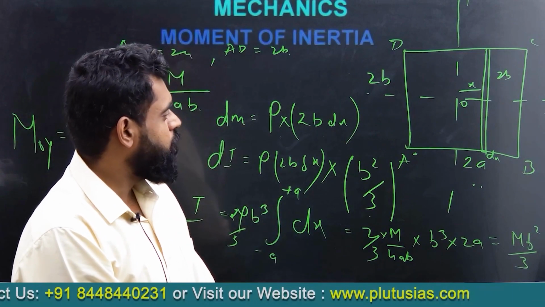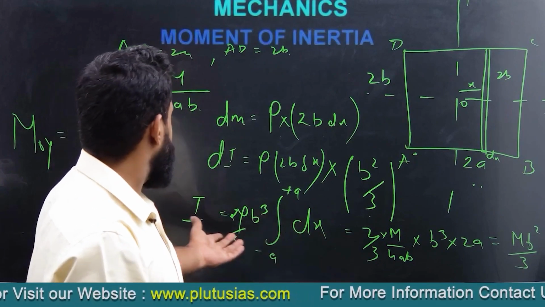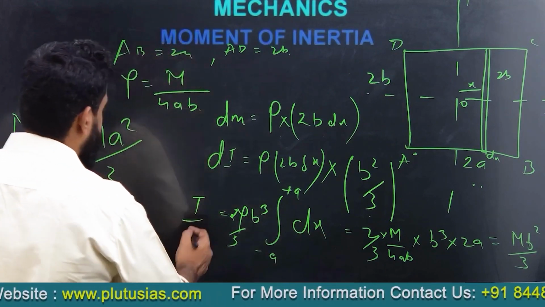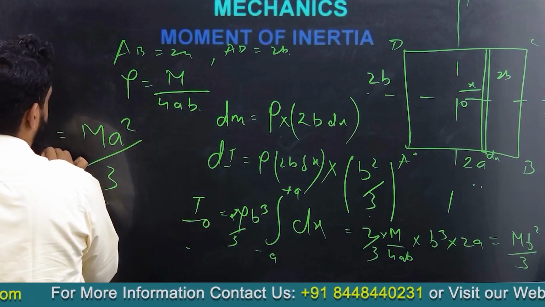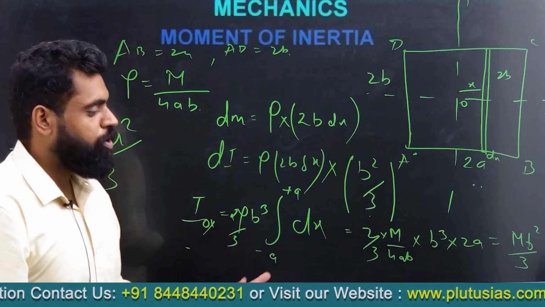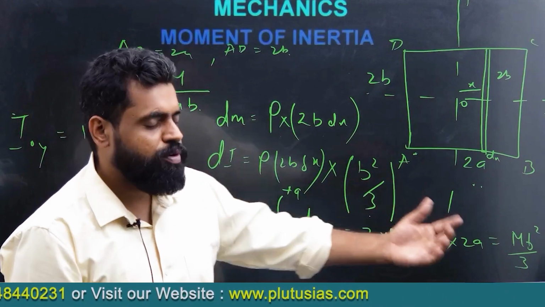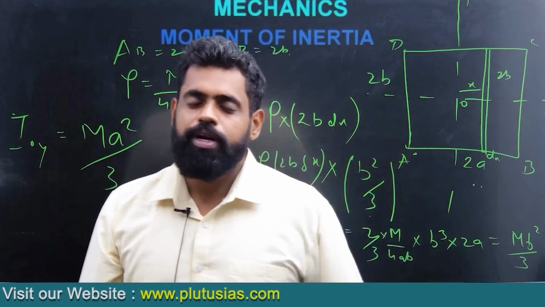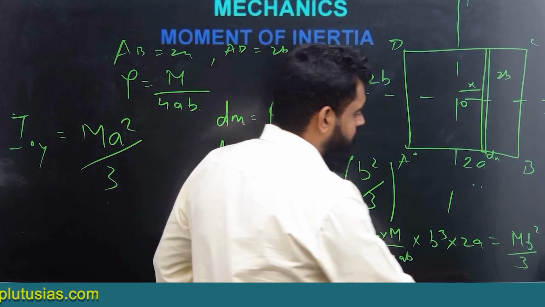MA square upon 3. So for this would be I from IOY, right? IOY, and this is IOX. Okay, MA square upon MA square by 3. See, this is very simple, and moving ahead things would get a bit tricky, but overall if you do it by concept, that is an easy concept, mechanics.